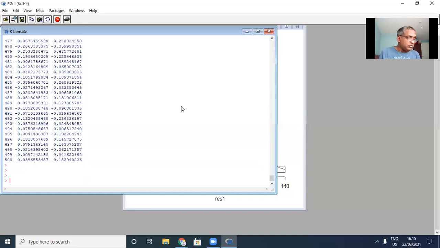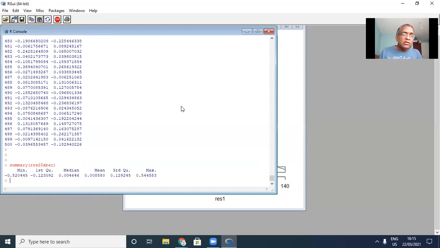Now, for example, you should say summary of res2 x bar. This is what you get. So what you get is the summary statistics of the 500 sample mean values.